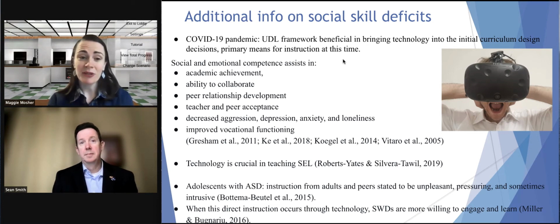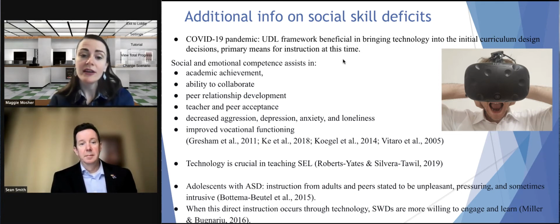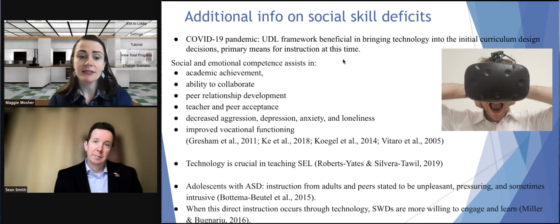Kids who struggle with social emotional learning aren't accepted by their peers and teachers as readily as those who are. It causes aggression, depression, anxiety, and loneliness when you're not able to understand and perform social emotional skills. And if you have social emotional learning, you have greater vocational functioning and are more likely to get a job and maintain a job. So without it, you tend to have underemployment or not to be employed at all. So it really is important throughout the child's life.